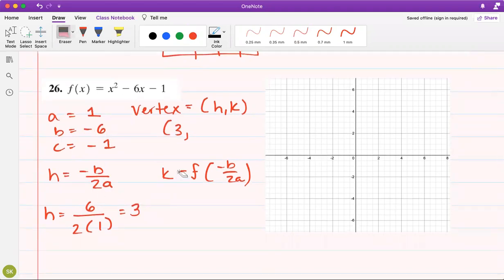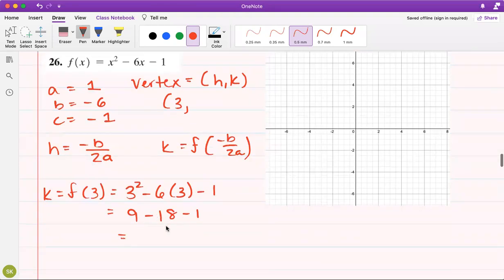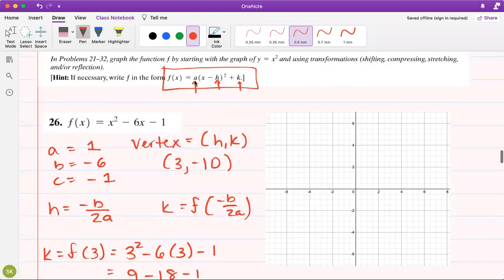I'm going to erase this to get some space. So k is equal to f of 3, which is 3 squared minus 6 times 3 minus 1, which is 9 minus 18 minus 1. Okay, just make sure I didn't do anything incorrect. Okay. And then I have negative 9 minus 1, which is negative 10. So the vertex is (3, negative 10). Since we have the vertex, let's put it in this form now.